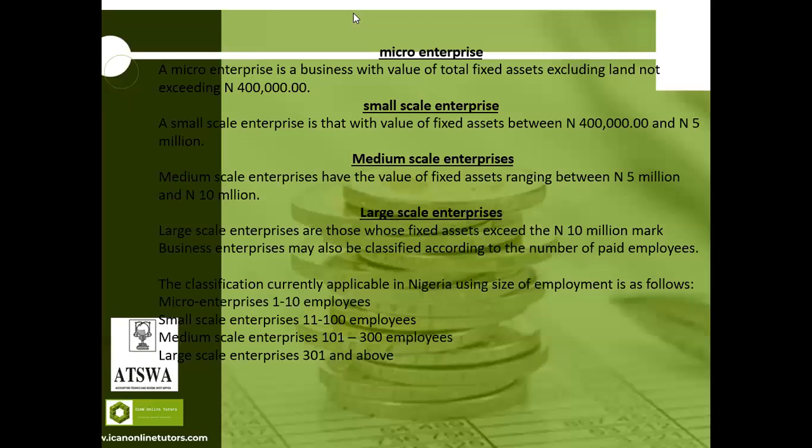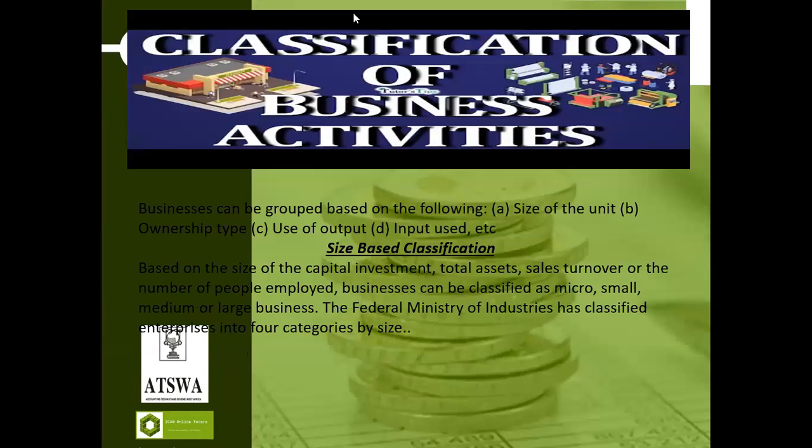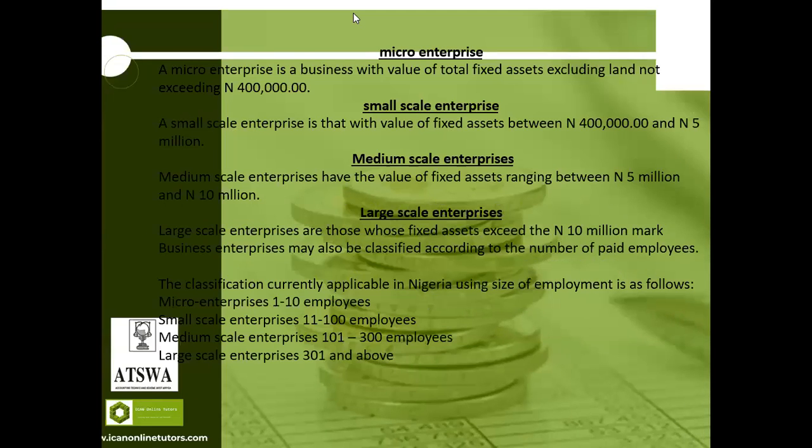So don't forget, we talk about classification. We have the size-based classification. Under the size-based classification, we talk about micro, small, medium, and large. In terms of value of assets, micro is 400, small is 400 to 5 million, medium is 5 million to 10 million, and large is above 10 million.